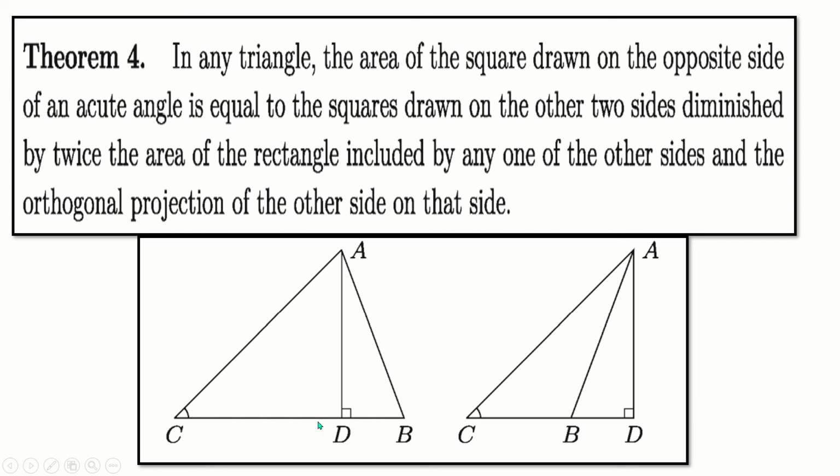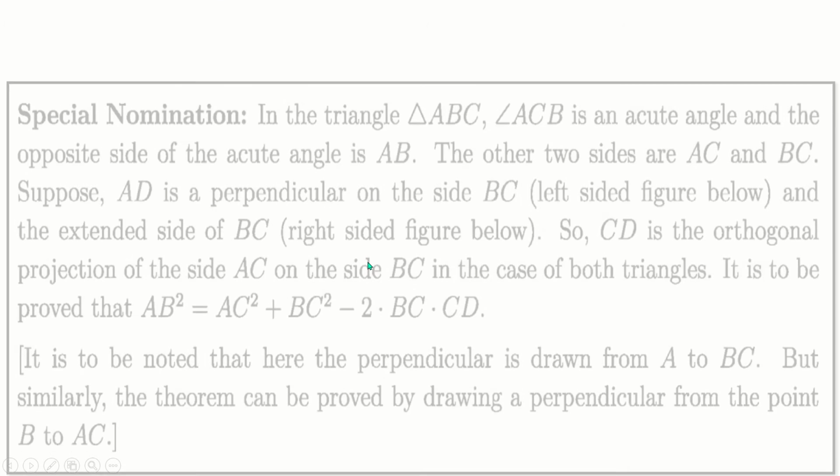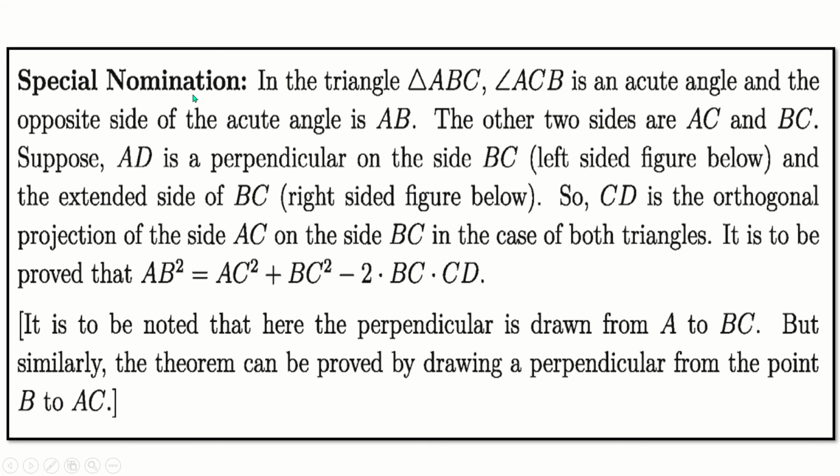Okay, so we have to consider BC as the length and CD the breadth of a rectangle, and finally the result will be AB square equals AC square plus BC square minus 2 into BC into CD. In this figure, same explanation. Okay, now follow, explanation same. Here the particular enunciation or special nomination.